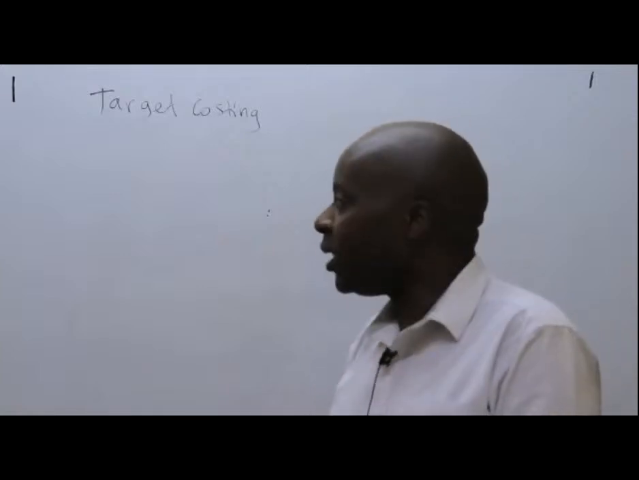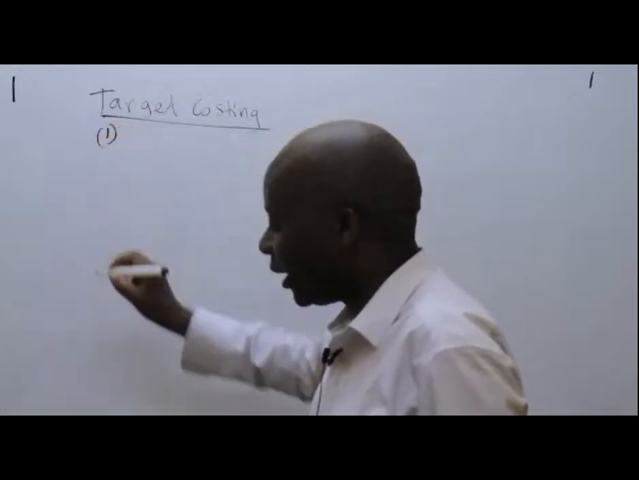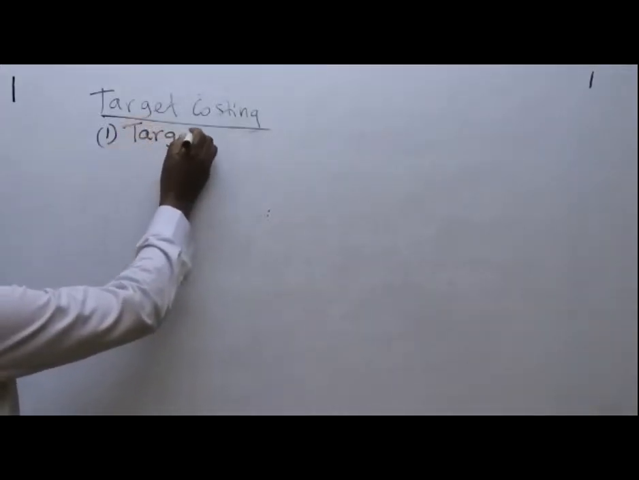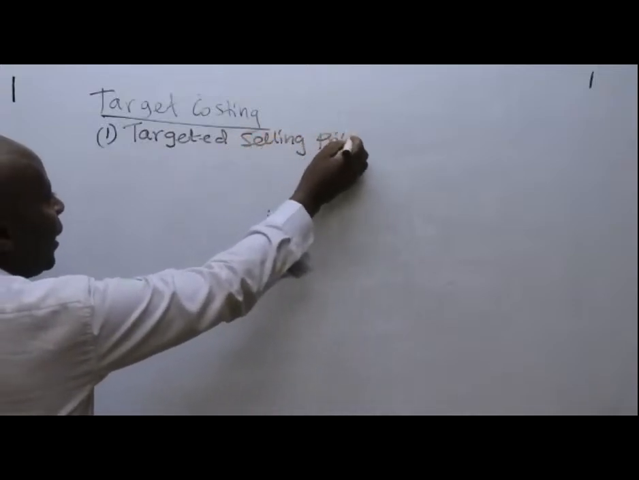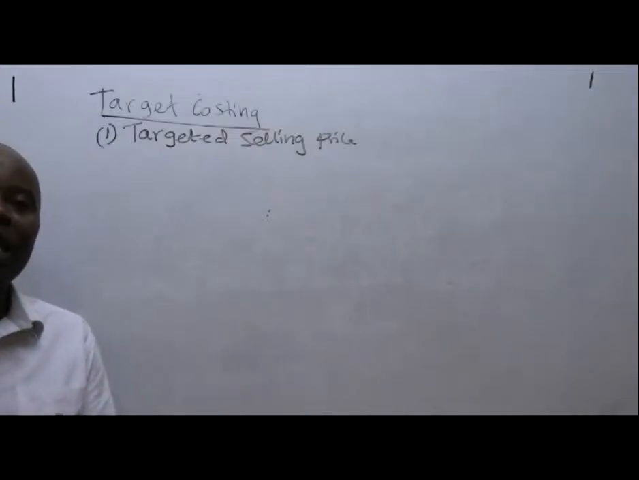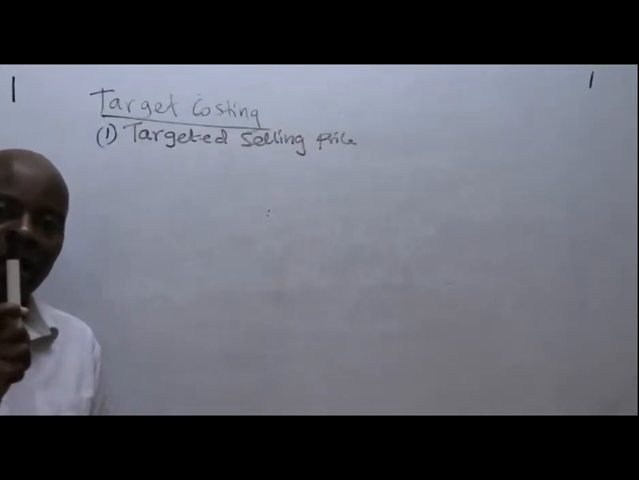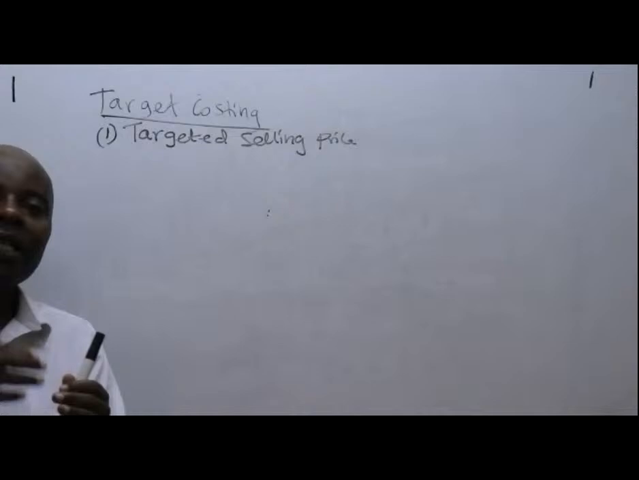So under target costing, step number one will be identification of the targeted selling price. You identify a targeted selling price. So you go to your competitors to be. For example, if I want to start selling pens of this nature, I will go to my competitors to be, that is in the future, get the average price.